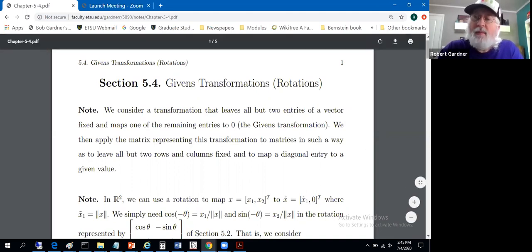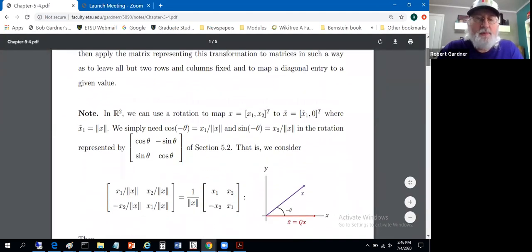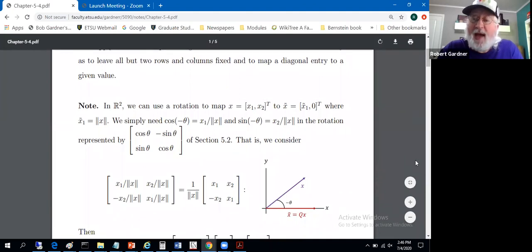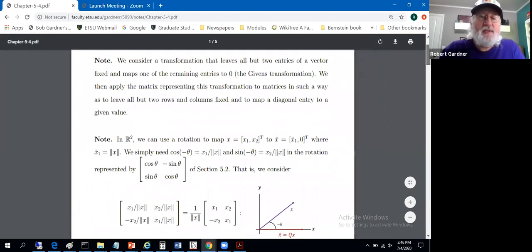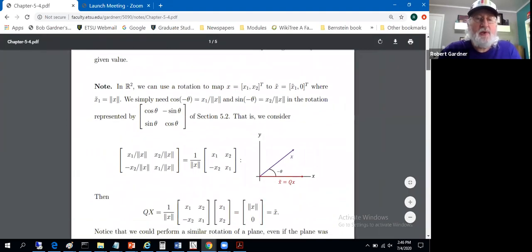Second part, I'm kind of at a loss to put too much geometry on it, maybe a little bit of algebra about leaving most of a matrix fixed except for something with a particular row and column. But let's start in 2 dimensions.